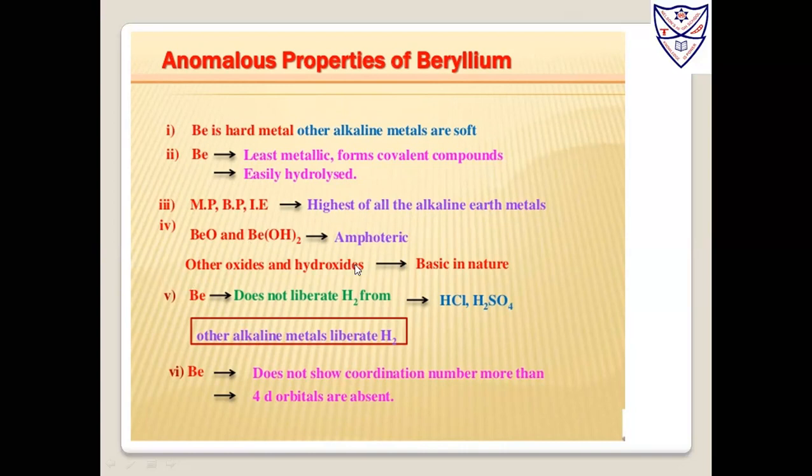Oxides and hydroxides of other alkaline earth metals are basic in nature compared to beryllium. Beryllium does not liberate hydrogen from HCl or H2SO4. Beryllium does not show coordination number more than 4, as d orbitals are absent over here. These are the anomalous properties.